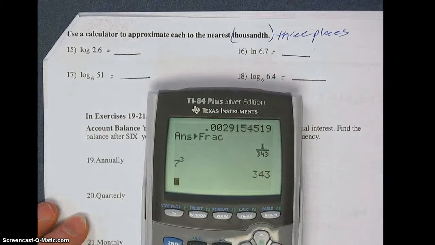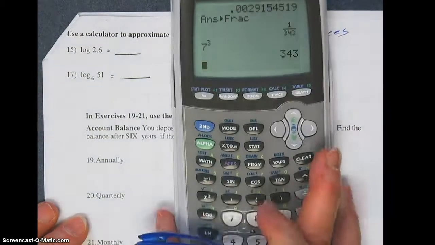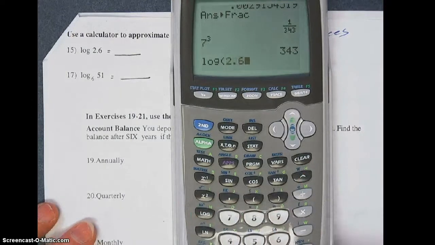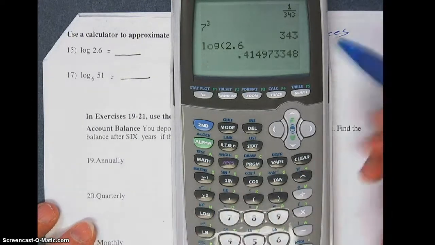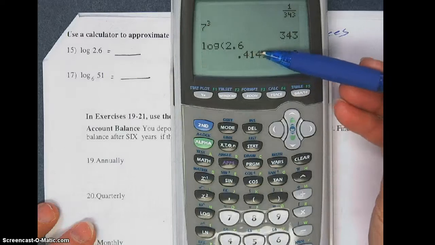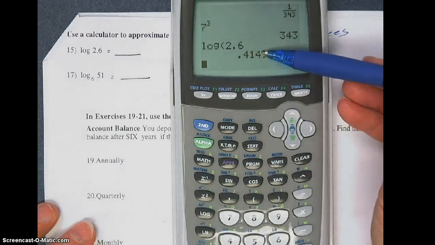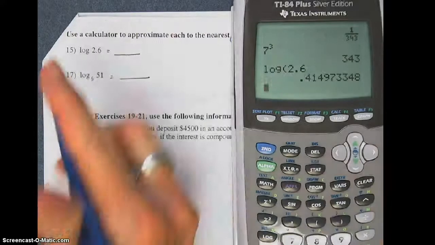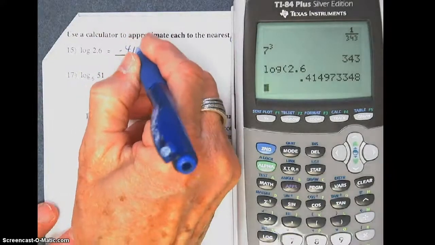So log, use your log button on your calculator. Log of 2.6, rounding off to 3 decimal places would be 0.41. Is that a 4? Look at the number next to it. If that's 5 or more, make that a 1 more up. So log of 2.6 should be 0.415.